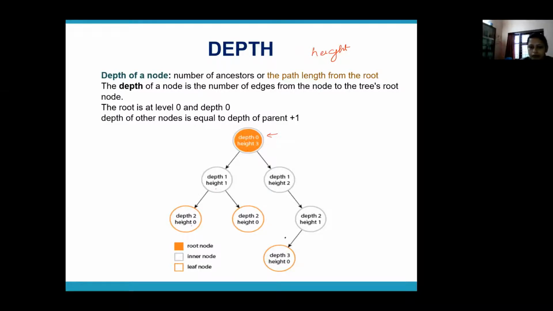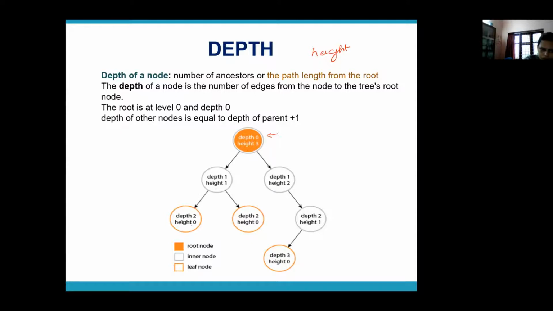So if you say the depth of this node, it is 1, 2, 3. So the depth of this node is 3. Number of edges: just count the number of edges from the root node to that particular node. 1, 2, 3. That's depth. But when you're talking about height, you have to always consider the longest path. So this is the longest path. So it is 0, 1, 2, and 3. So that's the difference between height and depth.